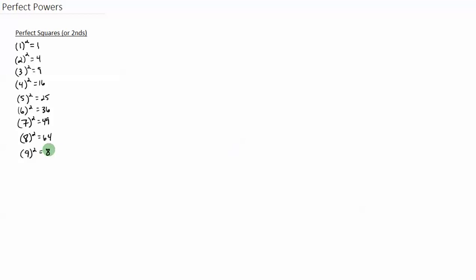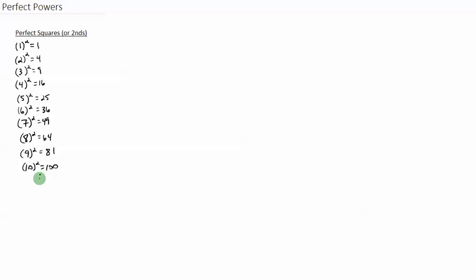We'll start with our numbers list, and so if I square the number 1, of course I get 1. And if I square the number 2, I get 4. Square 3, I get 9. Square 4, I get 16. Square 5, and I get 25. Square 6, and I get 36. Square 7, and I get 49. Square 8, and I get 64. Square 9, and I get 81. Square 10, and I get 100.